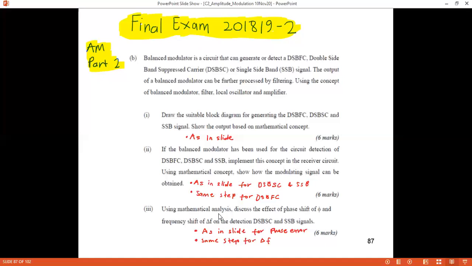And using mathematical analysis, discuss the effects of phase shift of phi and delta F on the detection. Okay, this also can be found in the slide. I'll explain later.